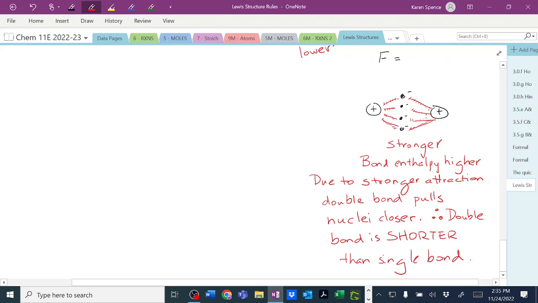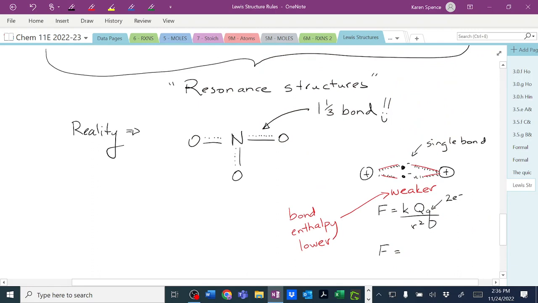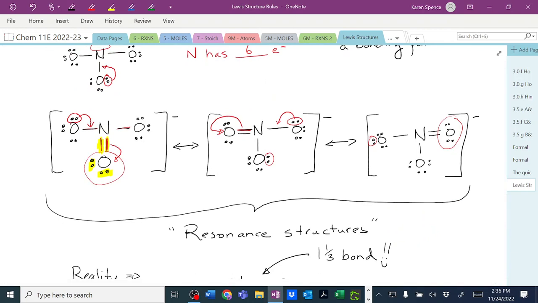So we know the bond enthalpy of a single bond is smaller than the bond enthalpy of a double bond. We know the length of a single bond is longer than the length of a double bond. And as it turns out, all these bonds in the nitrate ion are the same length and they have the same bond enthalpy, which tells you that it's not like if you snap the bonds at one instant in time, you've got a double bond in one of them and a single bond in the other one. What you really have is that double bond spread out over the three areas. Does that make sense?